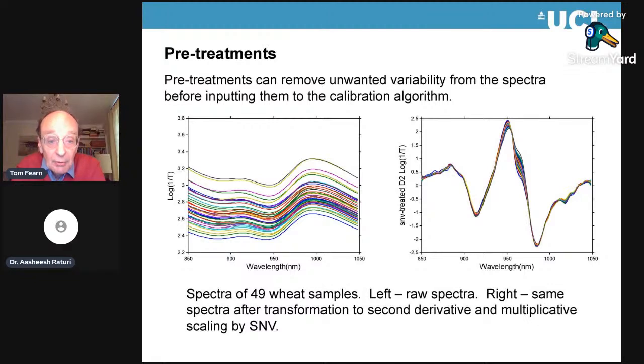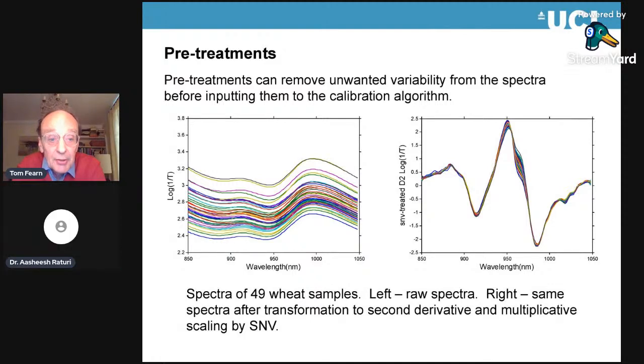You can get rid of a lot of that variability and make the spectra look more interesting by doing some pre-treatment. And I won't go into the details, but the one on the right is pre-treated by taking second derivatives. So that would be like the mathematical second derivative of these curves. It's the curvature at any point, or if you prefer, the slope of the slope at any point.